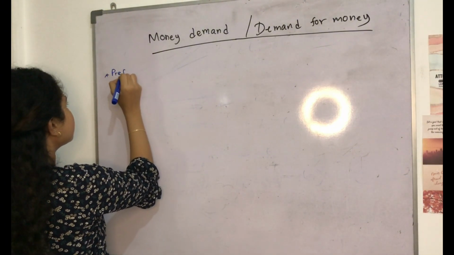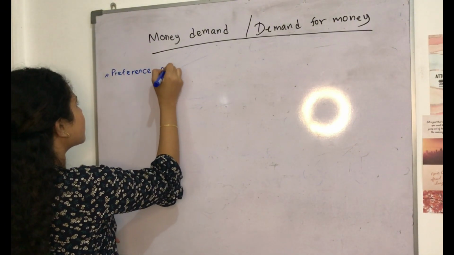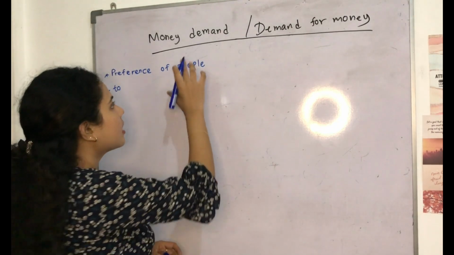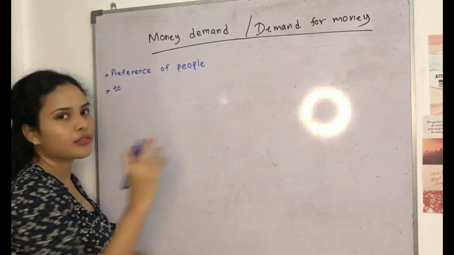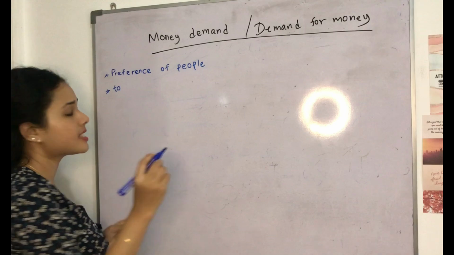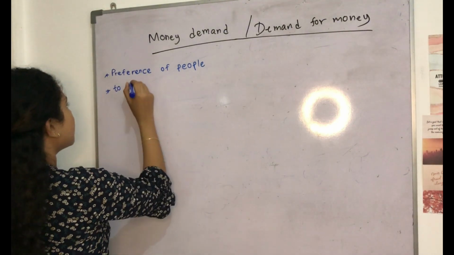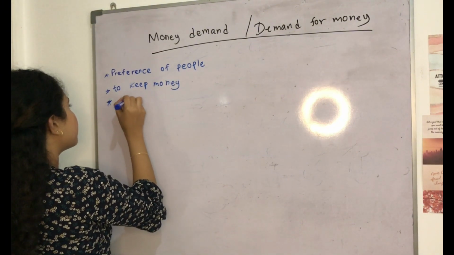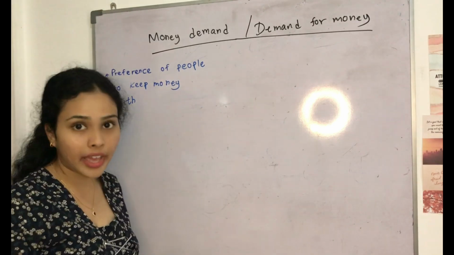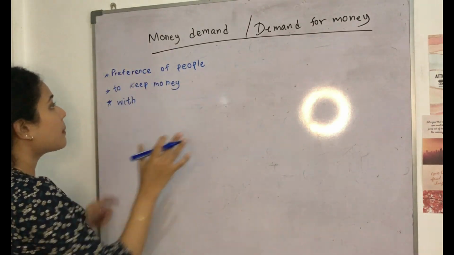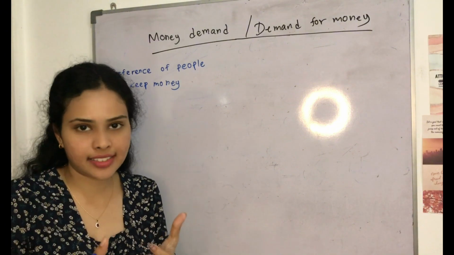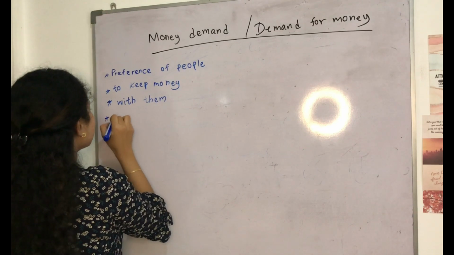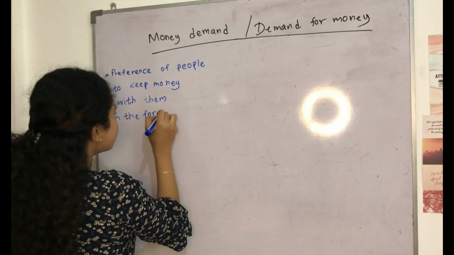Preference of people. I'm just dividing the major parts of that definition so you can understand and remember well. Preference of people to keep money with them, not with someone else, not somewhere else, not in a bank. Likewise, preference of people to keep money with them means in their hands, not somewhere else, right? With them, in the form of money itself.